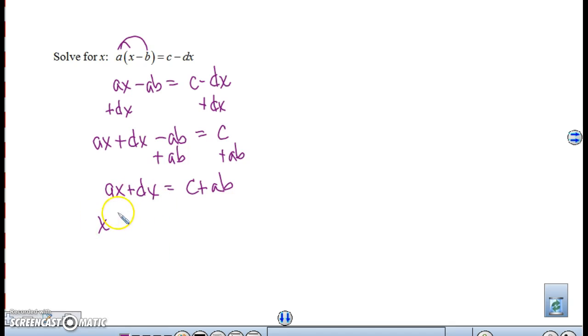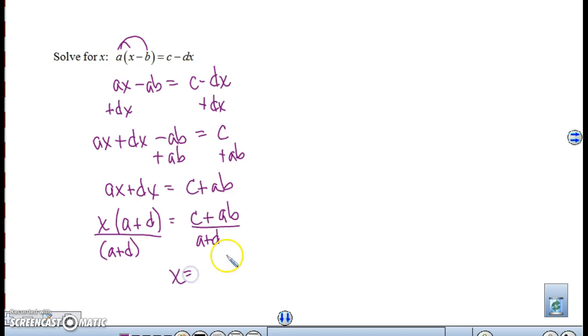So, couldn't I say x times a plus d by reversing the distributive law? So, x times a plus d is equal to c plus ab. Now, to solve for x, well, isn't this being multiplied by a plus d? So, to undo that, we just divide. So, x is going to equal c plus ab over a plus d. And we have solved for x. Solve for x means x is equal to something with a, b, and c in it, and d also.